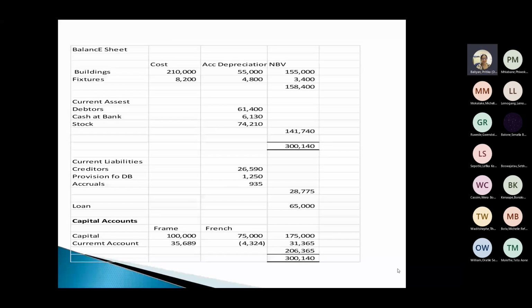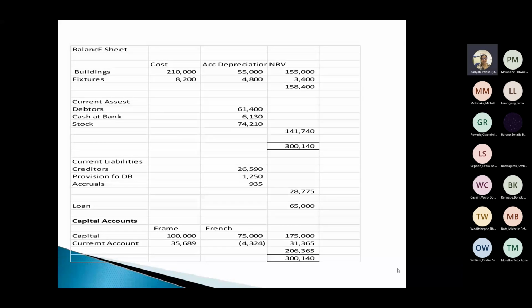Then the balance sheet, you know the balance sheet. We start with non-current assets. This business has non-current assets of building and fixtures. For the building, the cost is 210,000. The depreciation in the previous year was 50,000, and this current year it is depreciated by 5,000. So the total depreciation is 55,000, and the net book value of the building is 155,000.